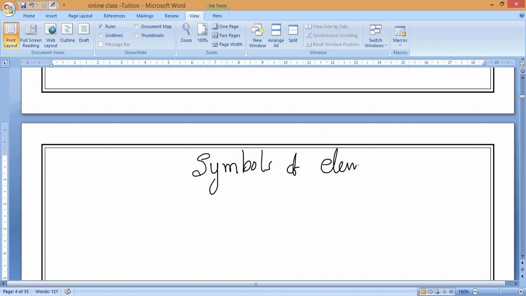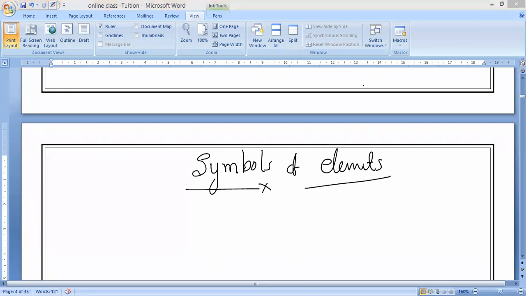Symbols of elements. So what do you mean by symbol? It is like the first letter we can remember. Suppose Pradosh P, Tamil Selvan T, Mavanesh M, Maitreyan also M. Mavanesh and Maitreyan both are getting M. So that is what, like different elements we have.